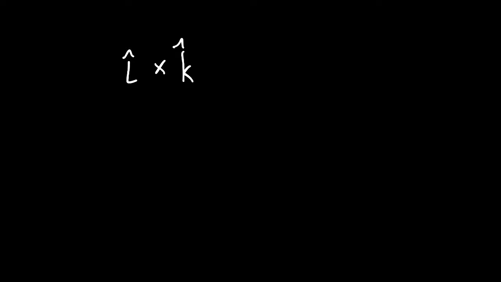So I is going this way. I bend my fingers so that they're coming out, so I have to rotate my hand around. I bend my fingers, coming out. What direction is my thumb going? Negative J. Down, negative J. So this gives me negative J.